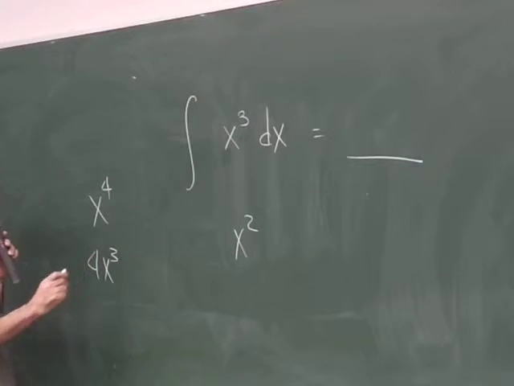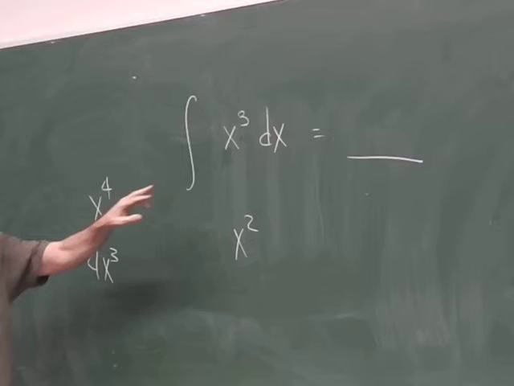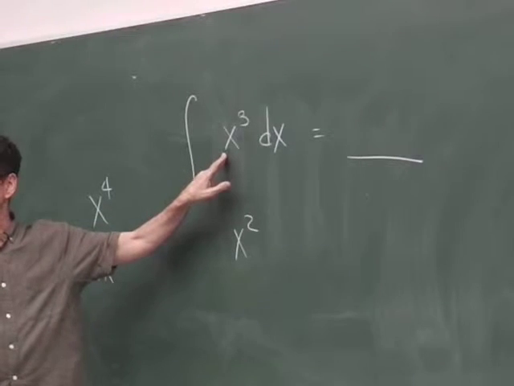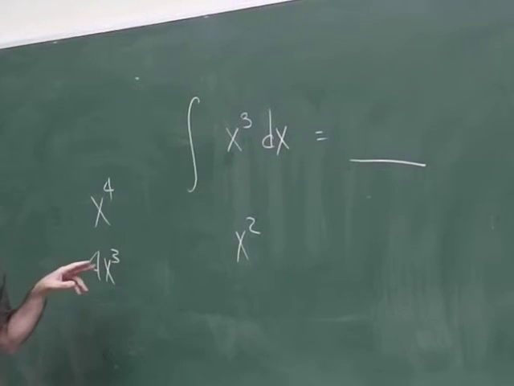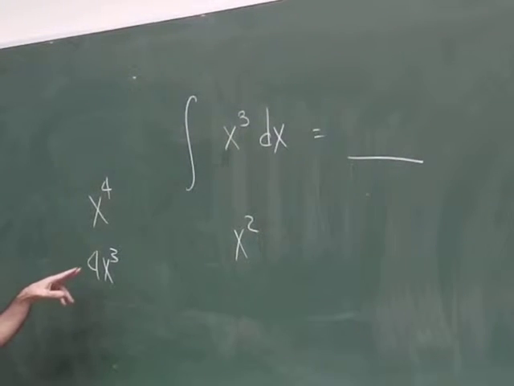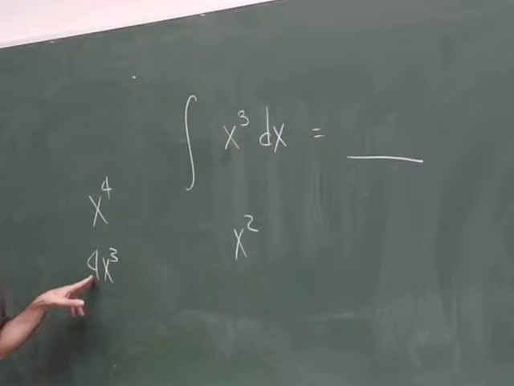4x cubed. So that wasn't right. Our guess wasn't right because I want to get x cubed, not 4x cubed. Okay, but what's wrong? This is too big by a factor of 4, right?